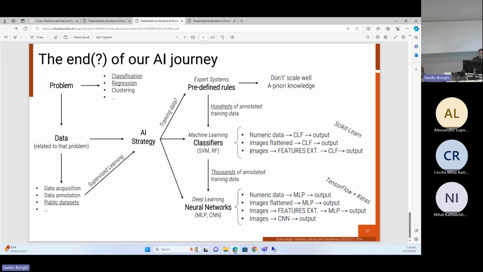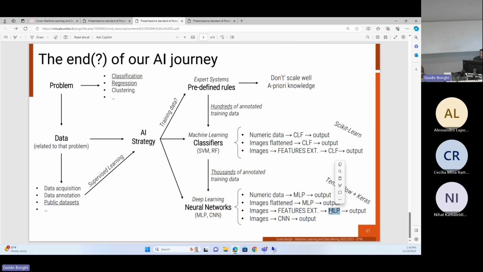If we have thousands of annotated training data, usually we can have deep learning solutions based on neural networks. We have seen two types of neural networks, the multi-layer perceptron and the convolutional neural network, that are based in the last part on the multi-layer perceptron. And we can apply the multi-layer perceptron with numeric data or flattened images. Remember that the dimensionality of the input of the MLP is 1D, one dimension. So we have to flatten images, or we have to use numeric data inputs.